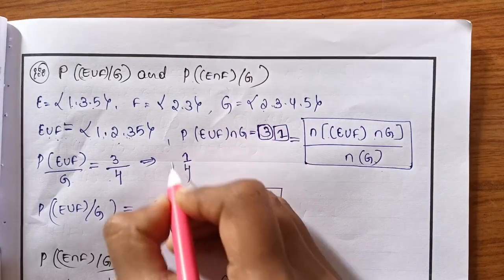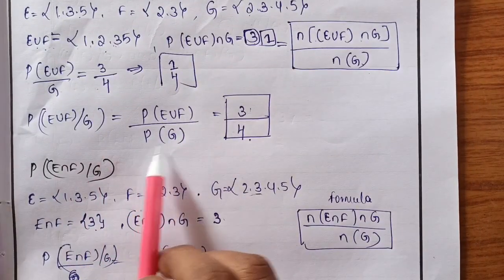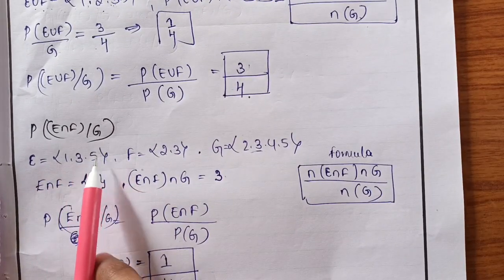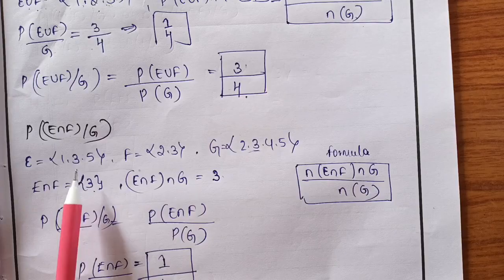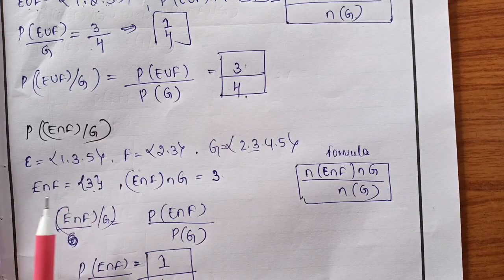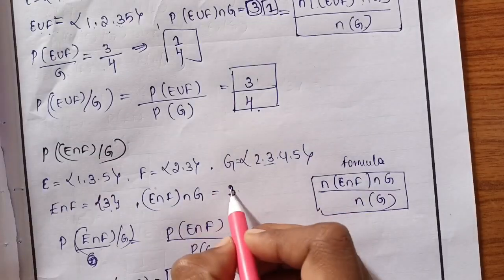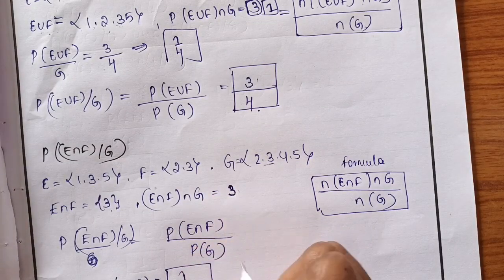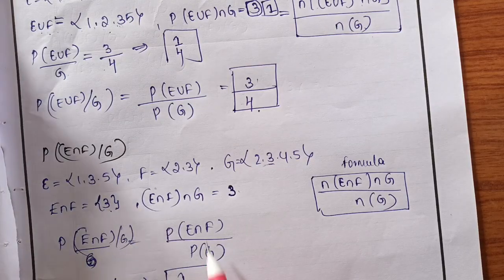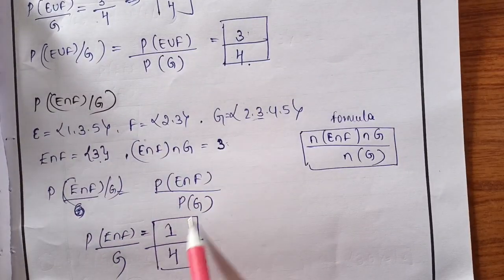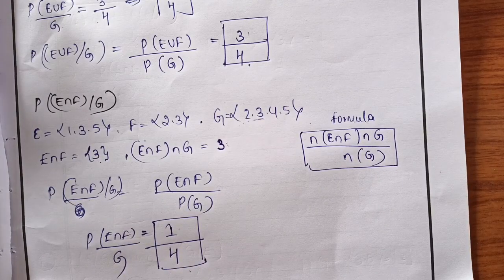G has 4 elements. So the probability of E union F by G becomes 3/4 as the answer. The formula is probability of E intersection F by probability of G. We find out the E intersection F, the common part of E and F, which is 3, just one element. Intersecting with G also gives one element, which is 3. So the formula gives 1 divided by the number of elements in G, which is 4. The answer is 1/4.